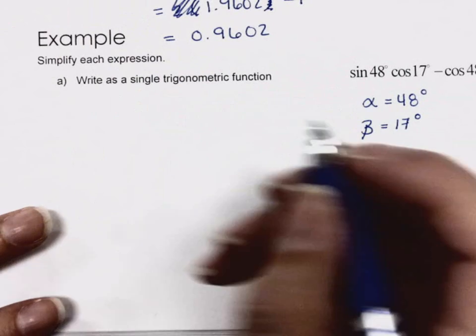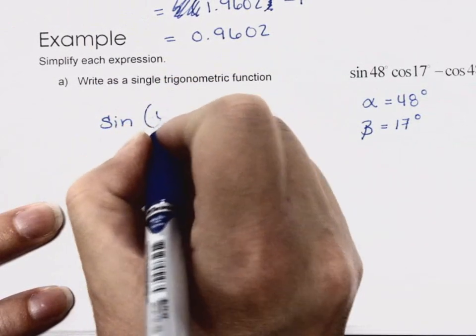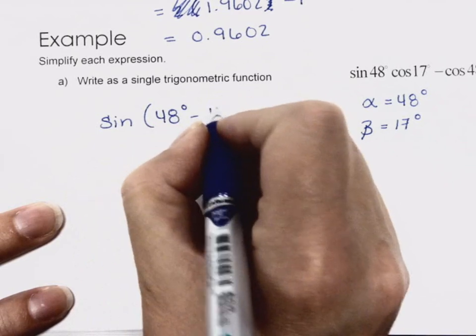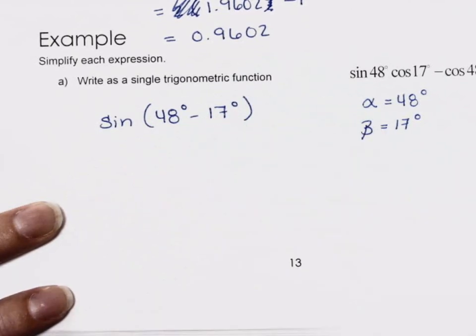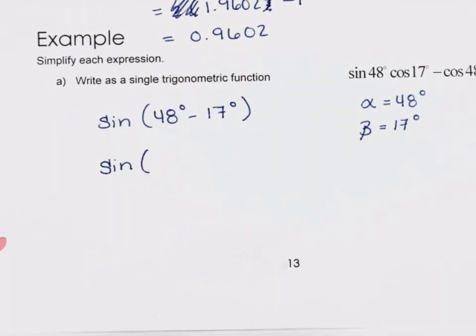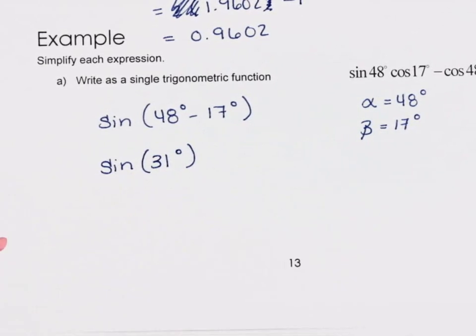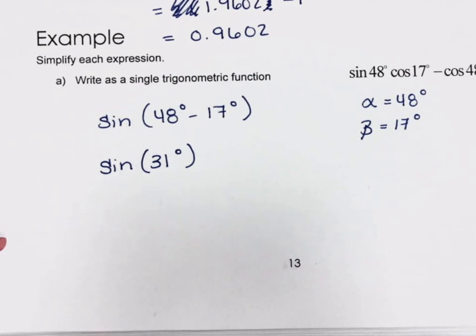So we are going to write this as a single trigonometric function. So sine of 48 degrees minus 17 degrees. What do we get? Sine of 31 degrees. Ta-da! You wrote it as a single trigonometric function. It looks really complicated, but really it was just matching it up to a formula.